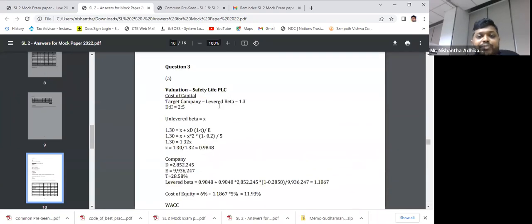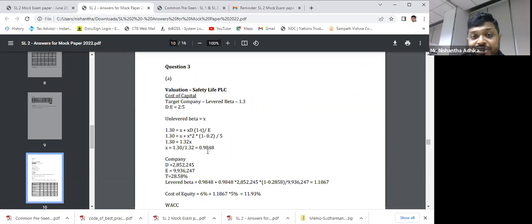Look at the target company: levered beta 1.3, debt to equity ratio 5. Unlevered beta, assume X. 1.3 is the levered beta. Can you remember that levered beta should be converted into unlevered beta? Then X is the unlevered beta, and levered beta is 1.3, which equals X into debt, 1 minus T divided by equity. Now when you calculate X, the unlevered beta, we call it asset beta, it is 0.9848.